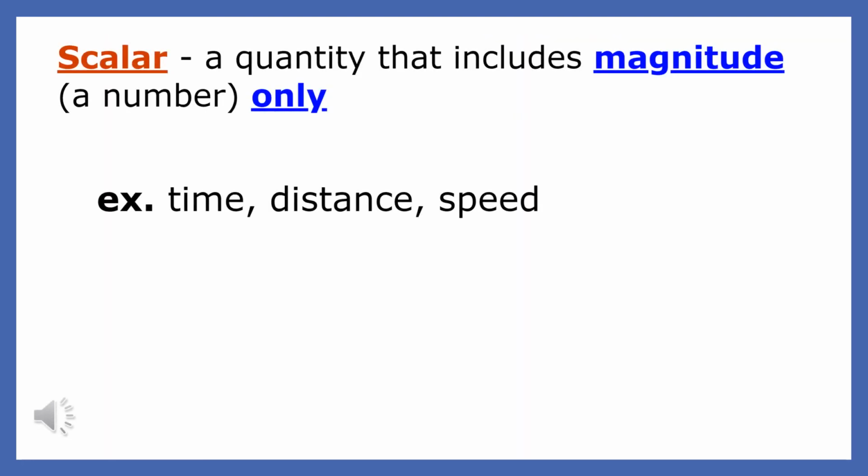If a quantity does not require a direction to fully describe it, it's called a scalar. Time, speed, and distance are examples of scalars. Temperature is a scalar simply because it's a measurement that does not include direction.